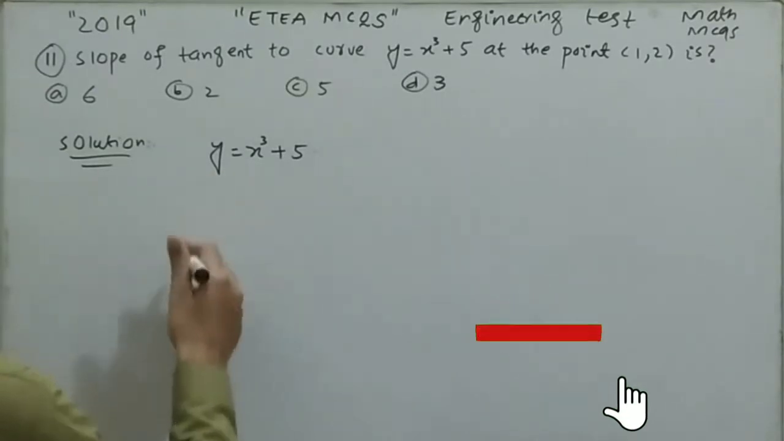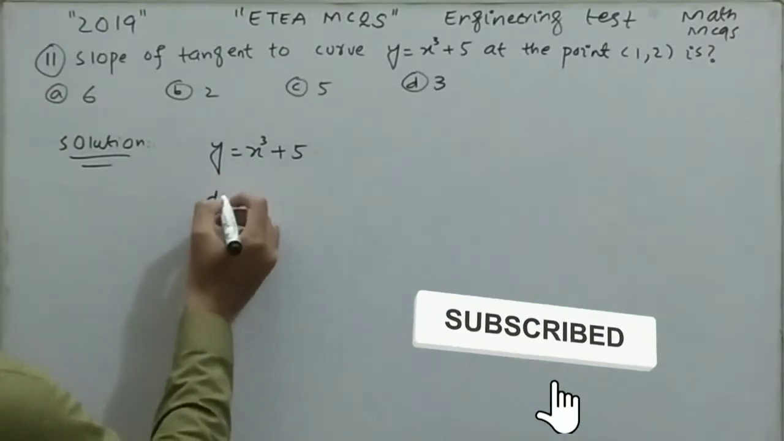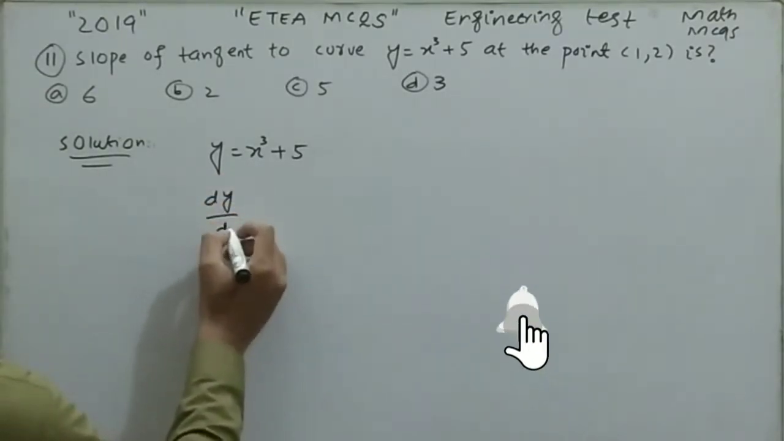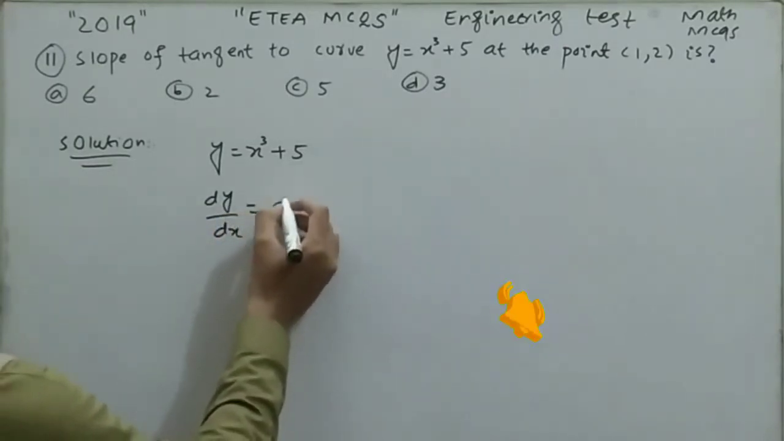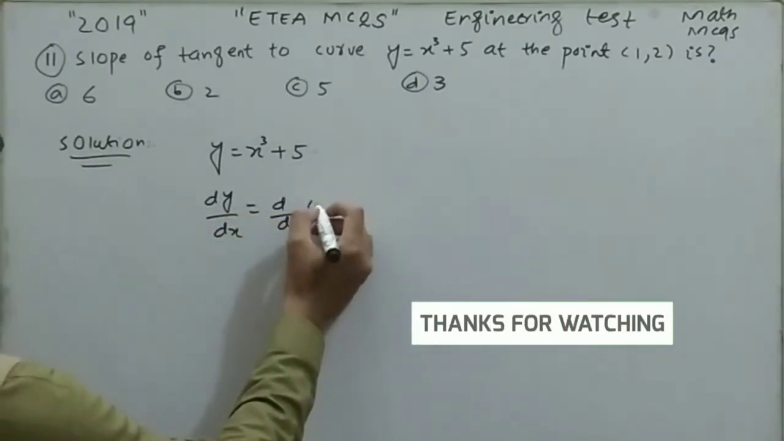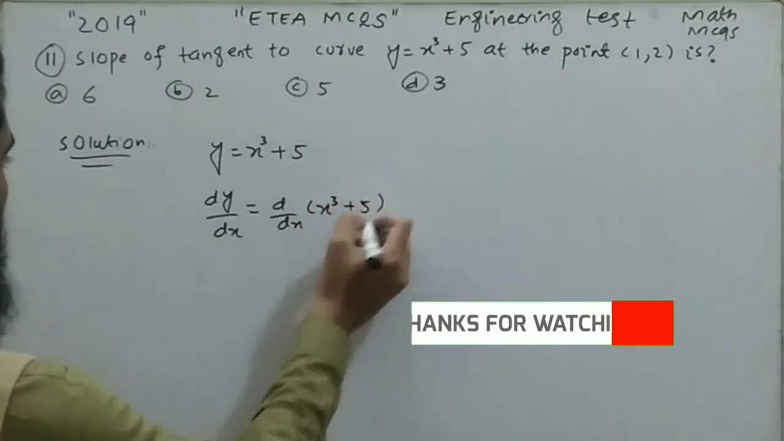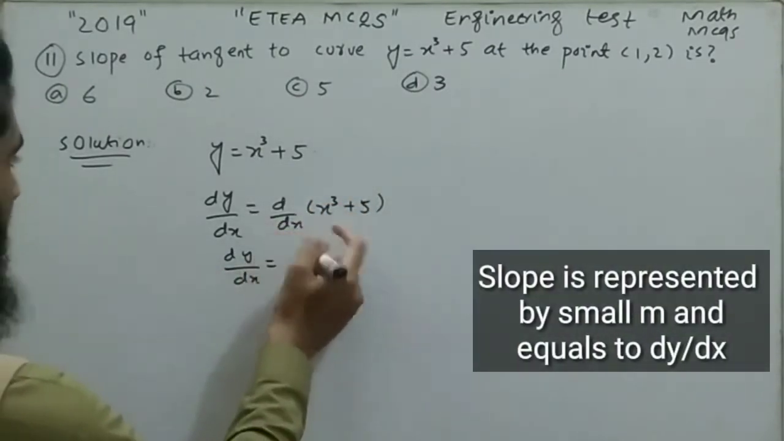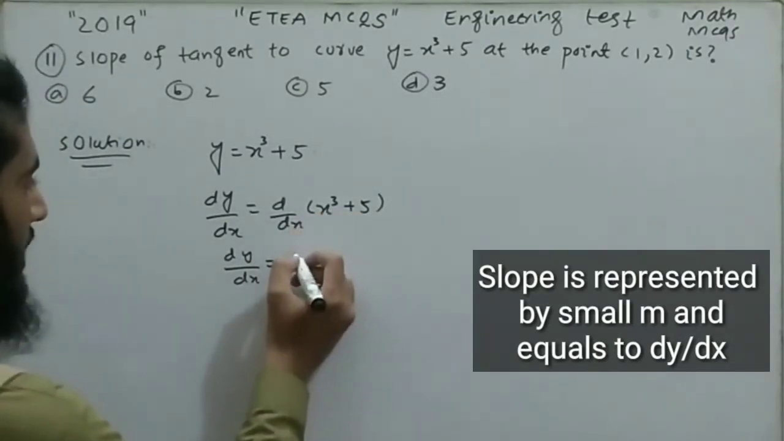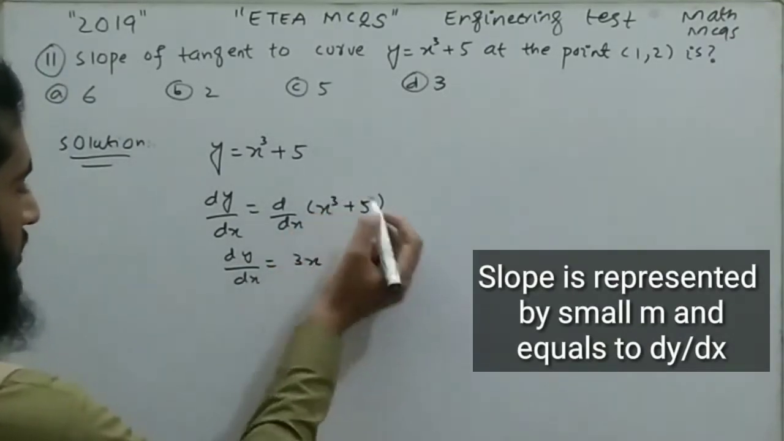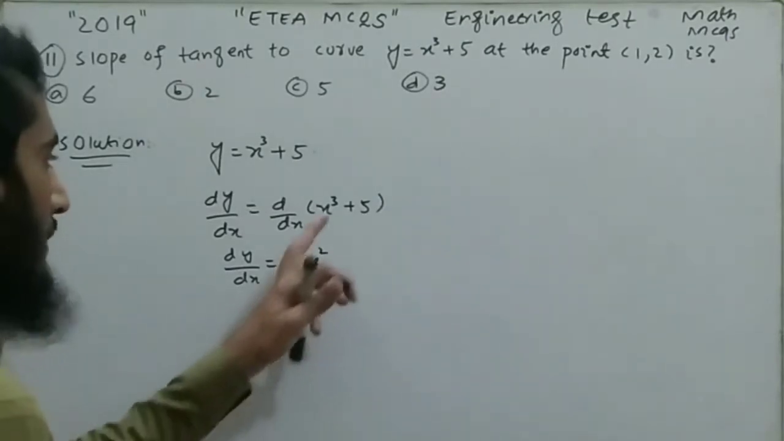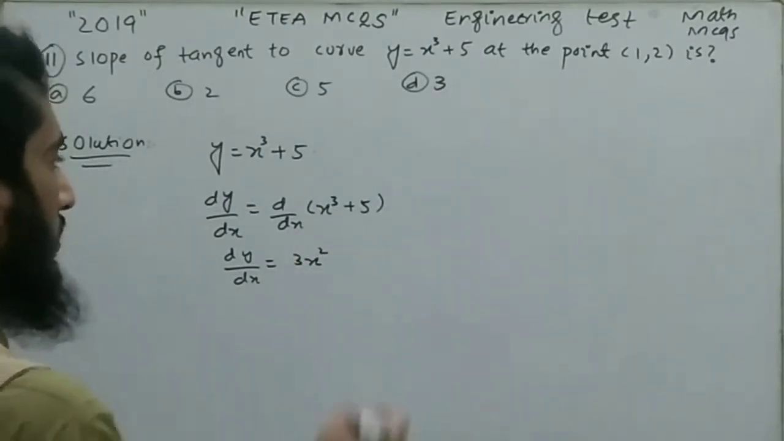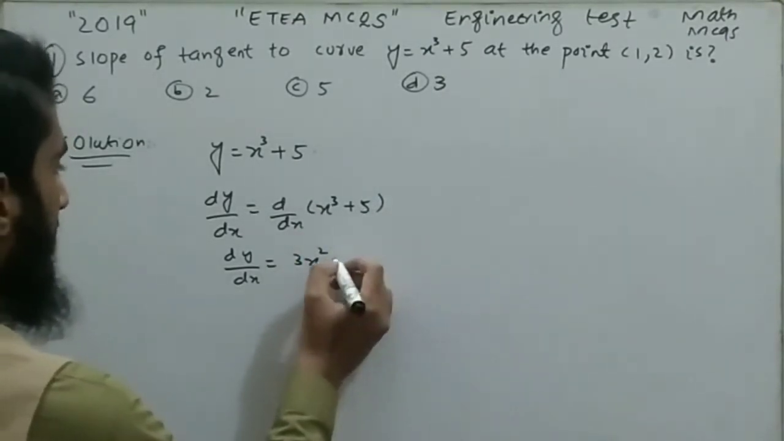So find the derivative of this function with respect to x. Differentiate both sides with respect to x. dy by dx will be equal to d by dx of x cube plus 5. The derivative of x cube: the power comes to the front and we subtract 1 from the power, so 3 minus 1 gives us 2. This is the derivative of x cube according to the generalized power rule. 5 is a constant, its derivative is 0.